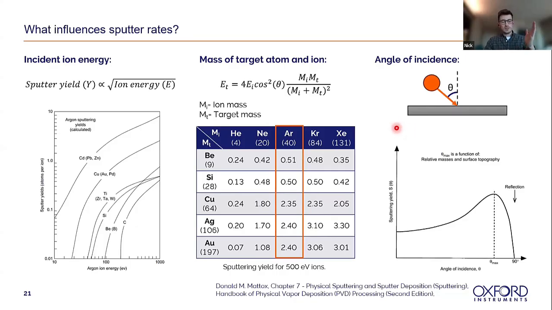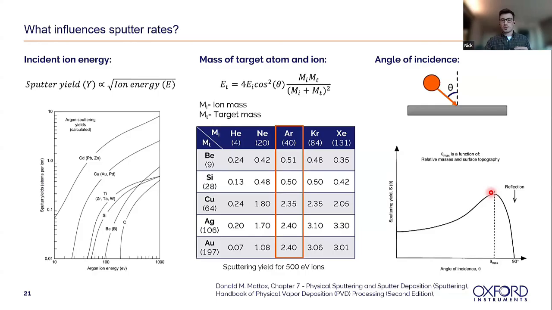So I mentioned that we can vary the angle of the table in our tool. And it's very interesting if you plot the sputter yield as a function of angle of incidence. We see that there's this increasing trend up to a point. So we get maximum sputter efficiency, I think for most materials, between 30 to 70 degrees.